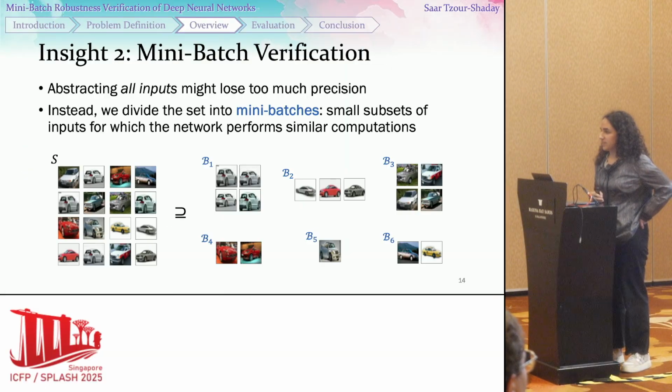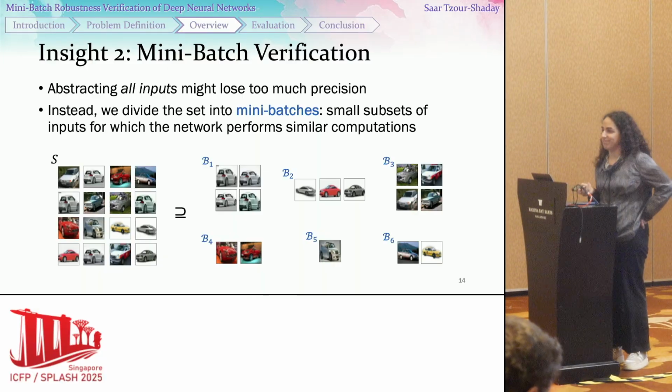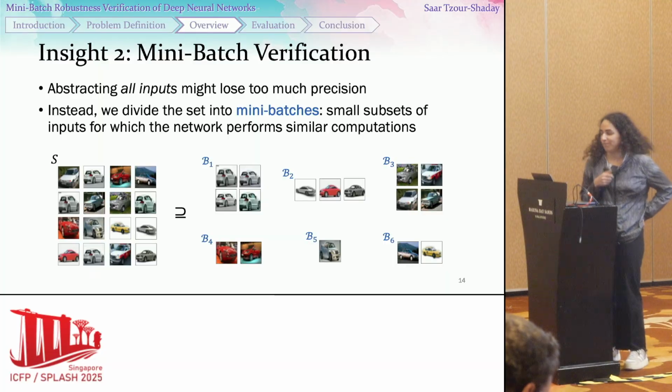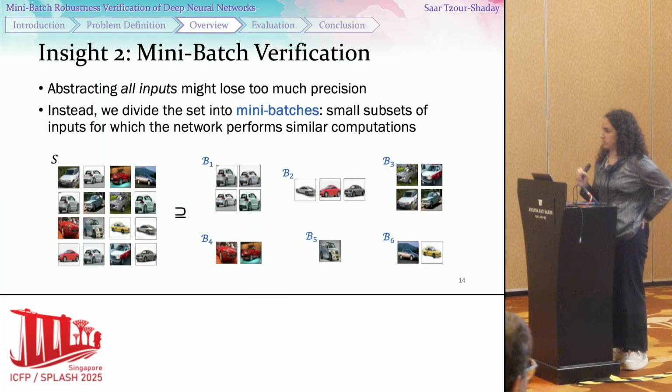Our second insight is that we cannot simply abstract all inputs in the set because it might lose too much precision. So instead, we divide the set into mini batches, which are small subsets of inputs for which the network performs similar computations, and for which we believe the intermediate layer neighborhoods will be close.